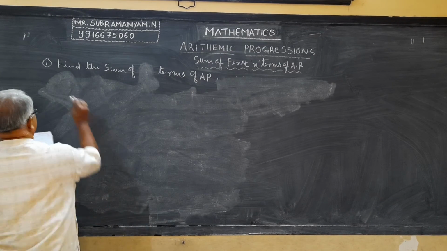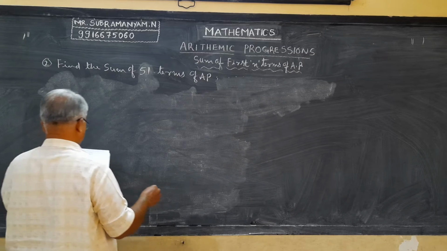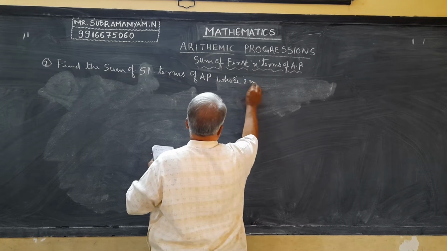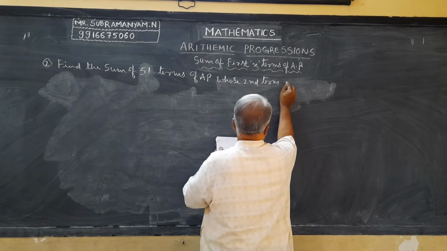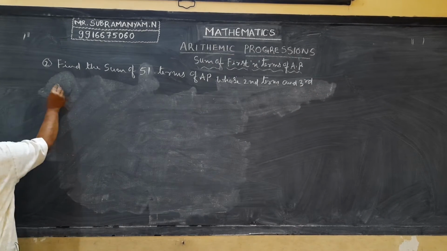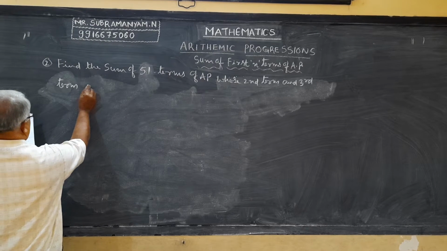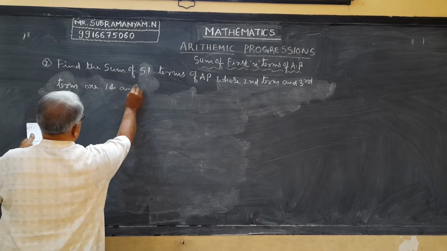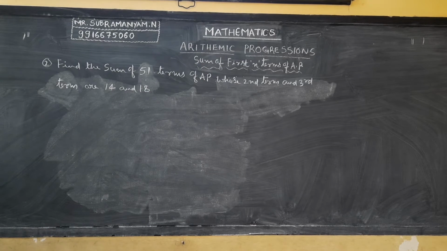Find the sum of 51 terms of an AP whose second term and third term are 14 and 18. Now we have to find the sum of 51 terms.